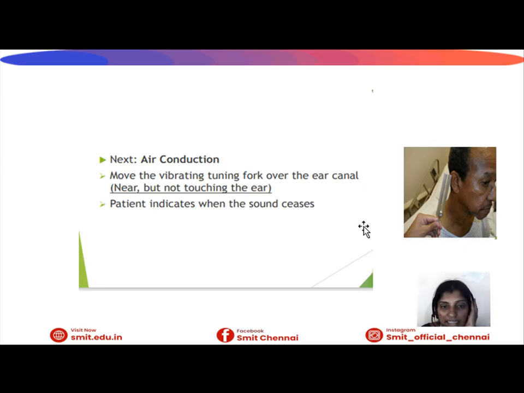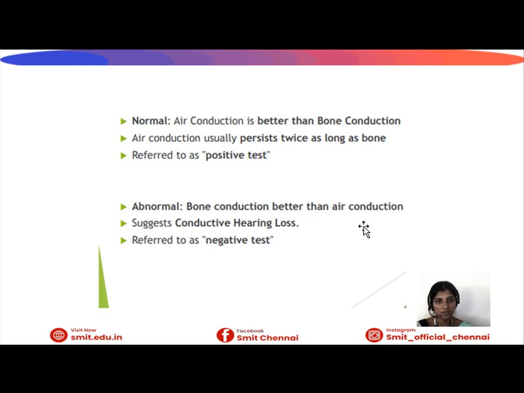Next, air conduction. First, bone conduction will be tested and then air conduction. Move the vibrating tuning fork over the ear canal. Over the ear canal, not near to the ear canal but not touching the ear. Patient should indicate whether the sound ceased or not. If it is normal, air conduction is better than bone conduction. Air conduction usually persists twice as long as the bone conduction. This is the positive test.